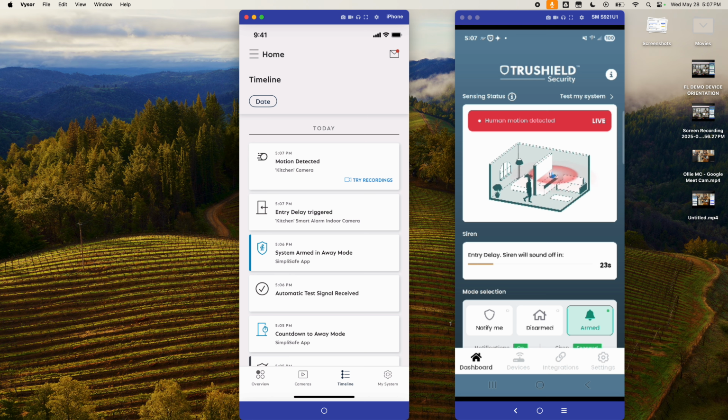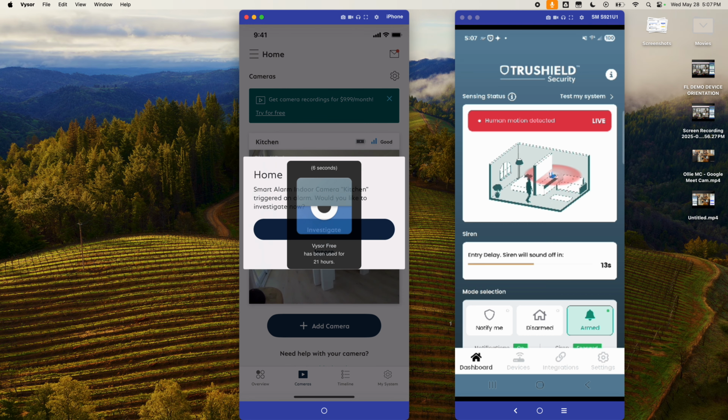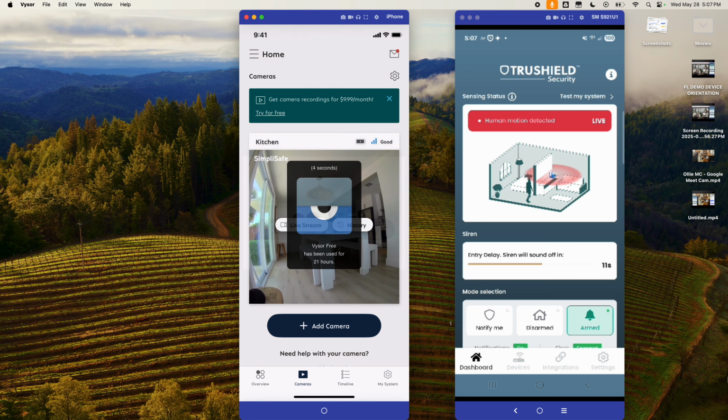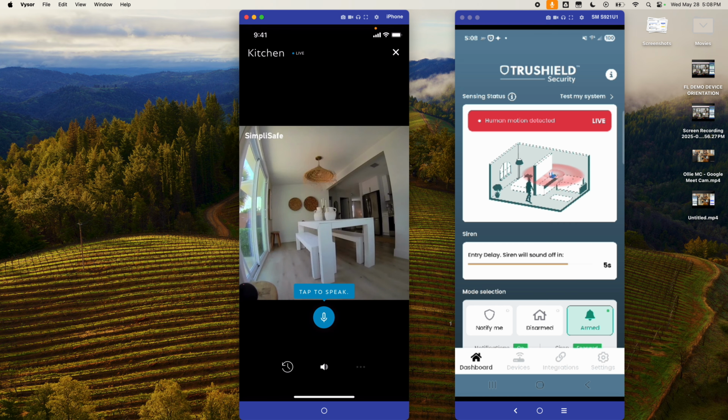All right. In our Simply Safe app, it looks like we have an entry delay triggered due to that indoor camera. I'm gonna go ahead and pull up that feed. Maybe we'll see someone on that feed right now. I'm gonna go ahead and click ignore, and let's look at that live stream. Meanwhile, TruShield Security is about to go off. I'm gonna go ahead and disarm that system in just a second. All right, so we see our siren is sounding. I'm gonna go ahead and click disarm.